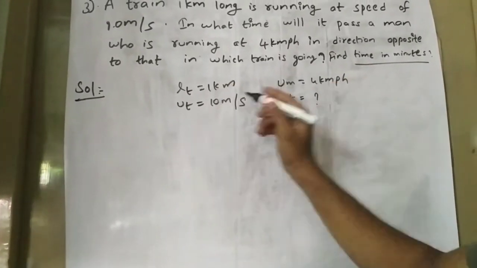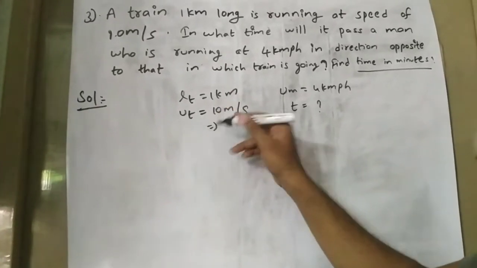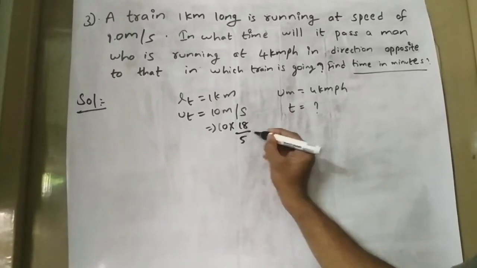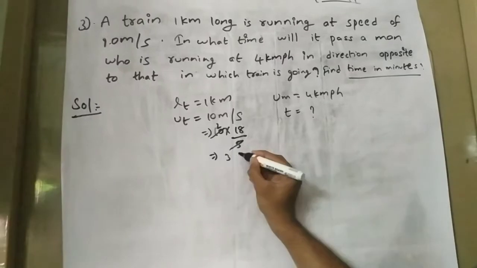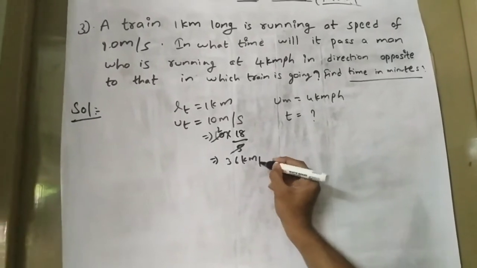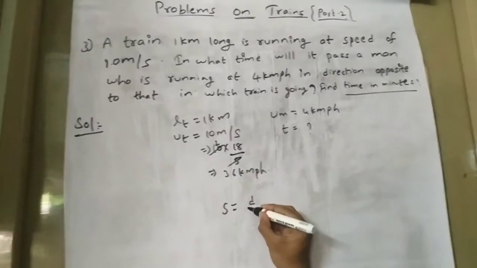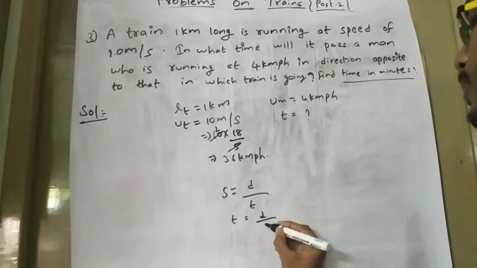Here the length is in kilometers, but the train's speed is in meter per second. So convert it into kilometer per hour. To convert it into kilometer per hour, multiply with 18 by 5, 5 twos, that is 36 kmph. We know the formula for speed is distance by time. We should find time. Time is equal to distance by speed.